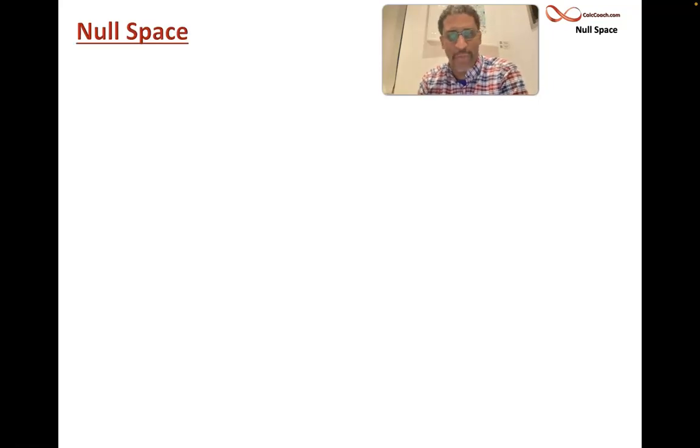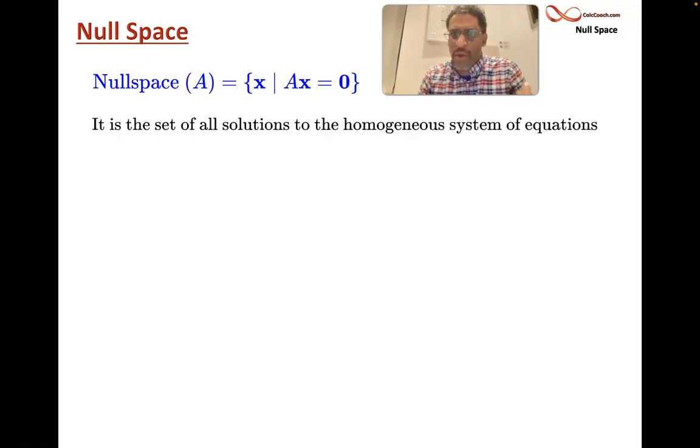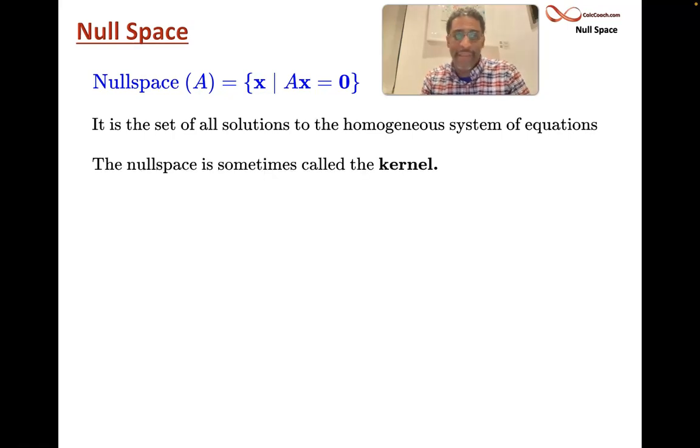What is the null space? It's the set of solutions to the homogeneous equation AX equals 0. It's a system of equations, and we're looking for vectors that get mapped to 0 when multiplied by the matrix A.